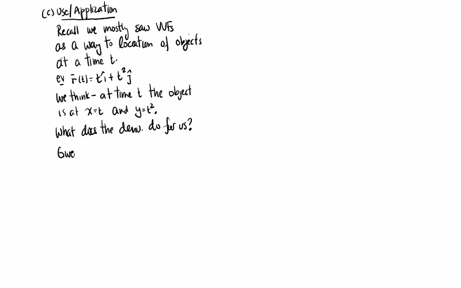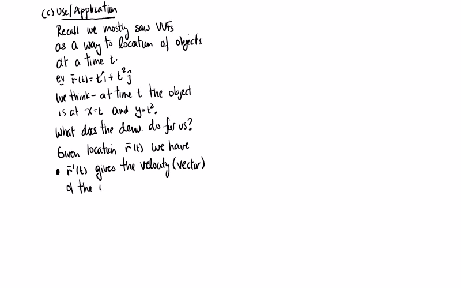So given location r of t, we have the following. The first thing, the first derivative, gives the velocity. Now keep in mind this is a vector, the velocity vector of the object. It points in the direction of motion, as we'll see.